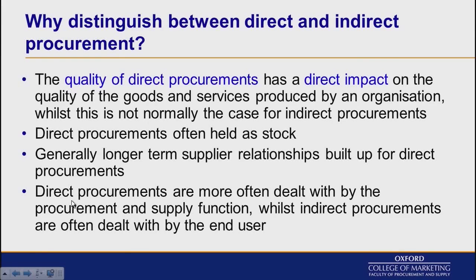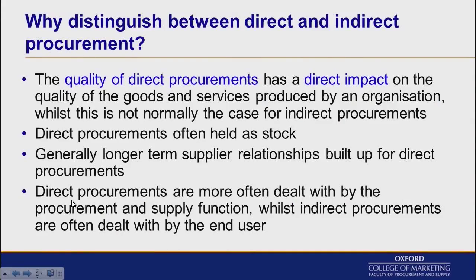And also for direct procurements, we tend to build up longer term relationships with suppliers. So this is where we're now starting to talk about relationship building, aren't we? Supplier relationships. Because we're buying the same types of goods and services from the same types of suppliers, and it's important that we have continuity of supply, we have continuity in terms of quantity, availability, quality, so we start to build relationships up there. But if we're looking at indirect procurements, we tend not to build up relationships there.